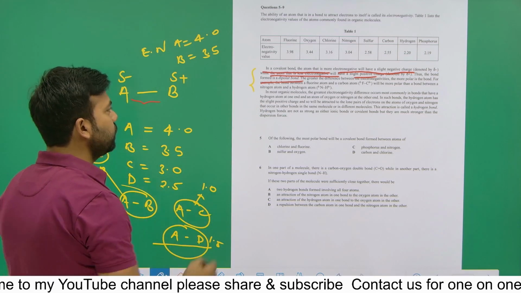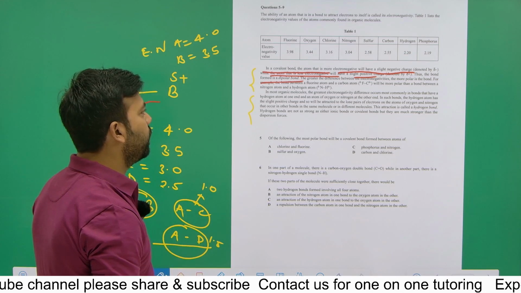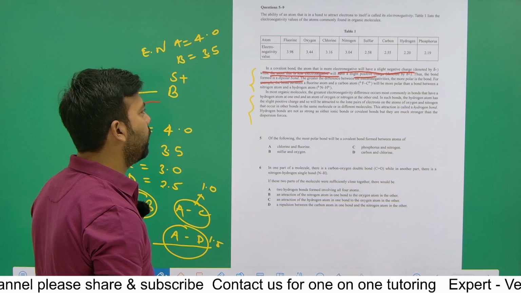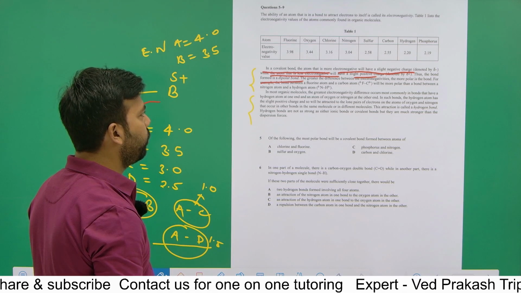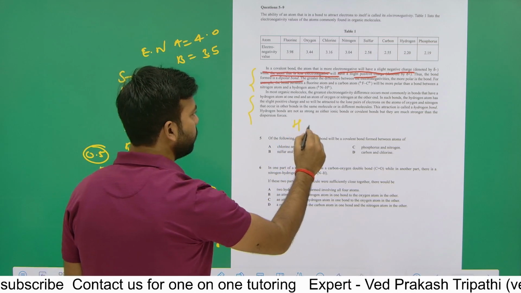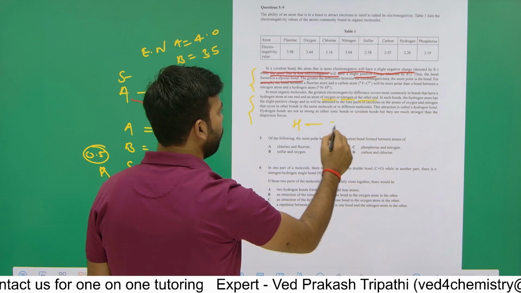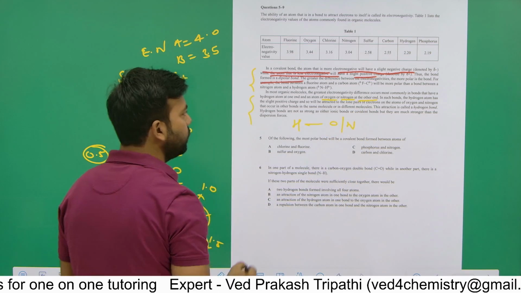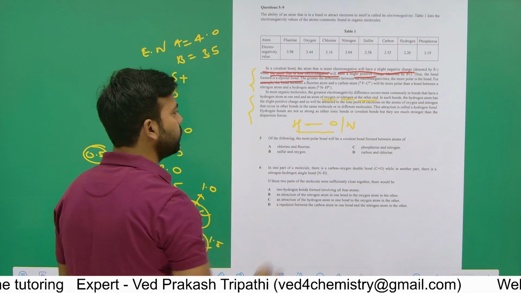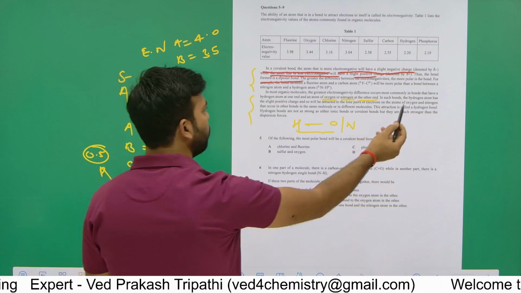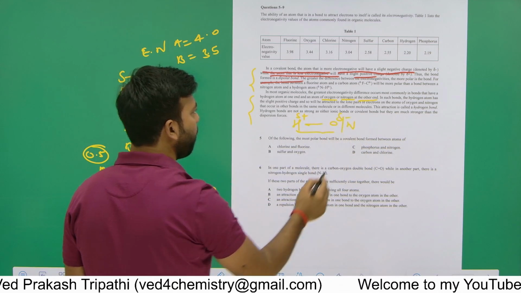Clear? The second piece of information is, in most organic molecules, the greater electronegativity difference occurs most commonly in a bond that has a hydrogen atom at one end and one atom, it can be oxygen or nitrogen, at the other end. So this is the most polar one according to this information because that one has the highest difference of electronegativity.